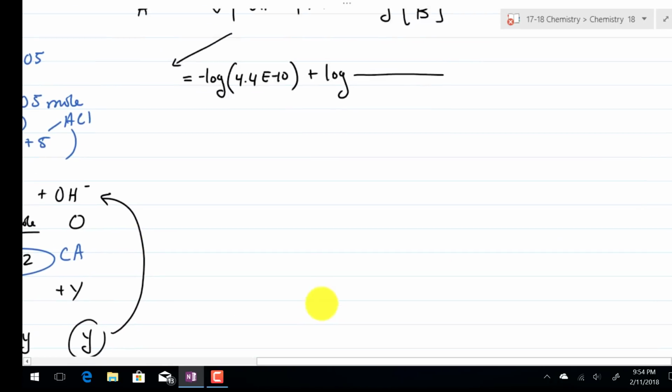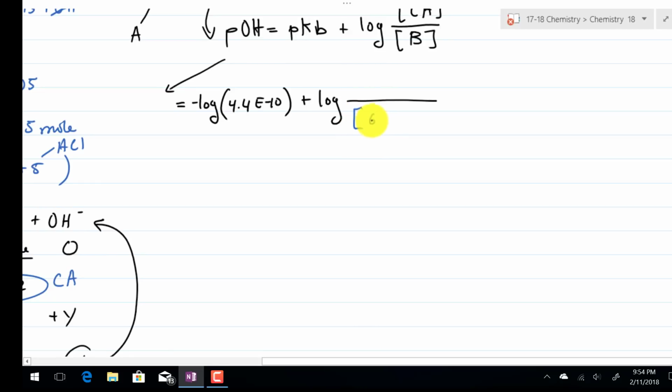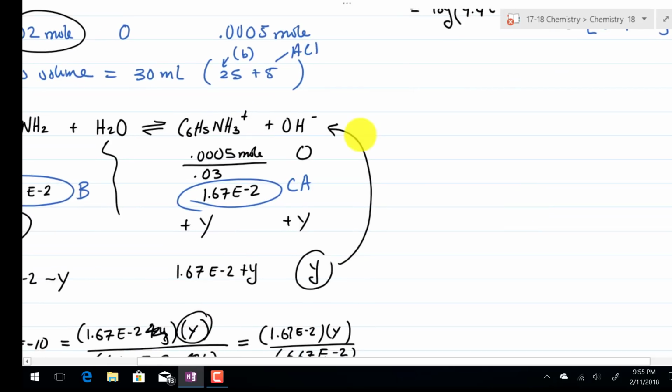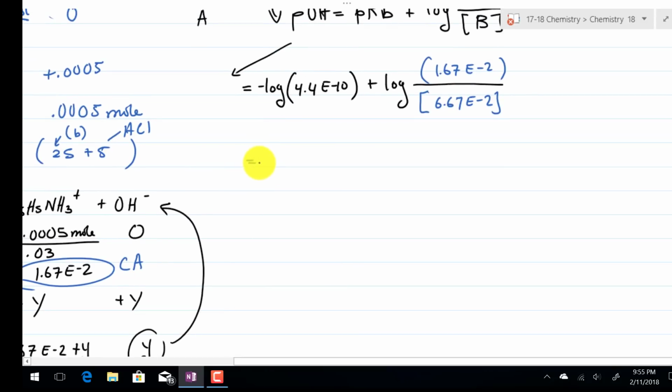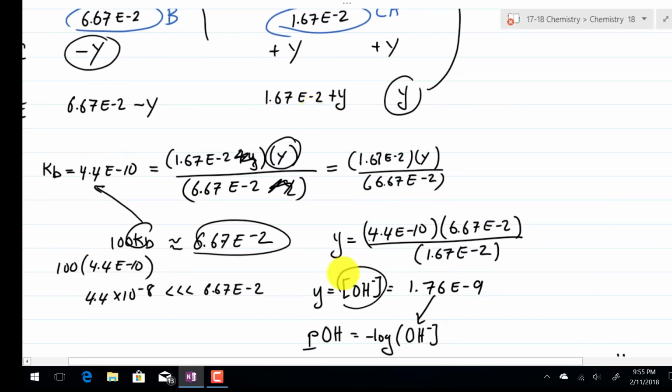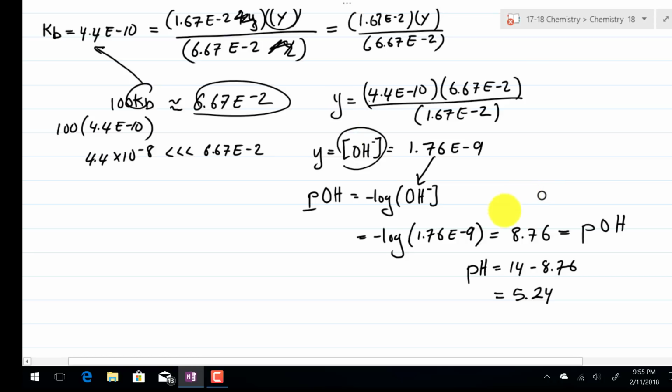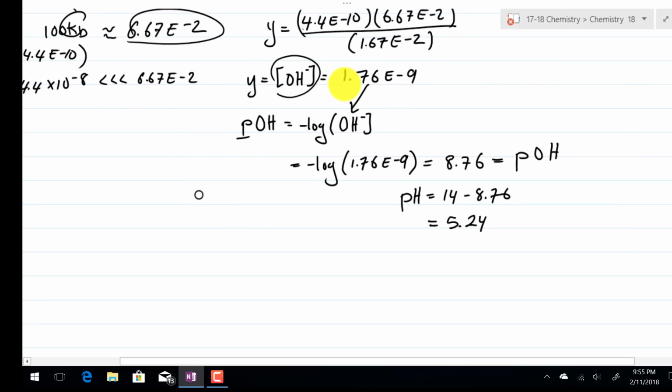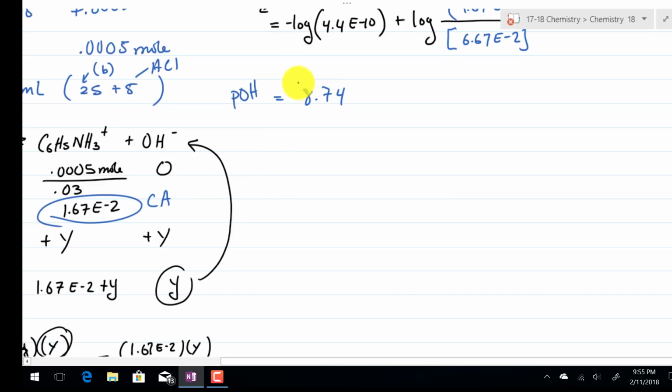So all we have to do is plug that in, which we know is 6.67 times 10 to the negative 2. And on top here is going to be 1.67 times 10 to the negative 2 as well. And all we have to do is plug it into the calculator. And look what happened. Our pOH is equal to 8.74, which is very darn close to what we just saw before. Where is it? Right there. We have 8.76. That is super close, okay? So we can now actually accept that value.